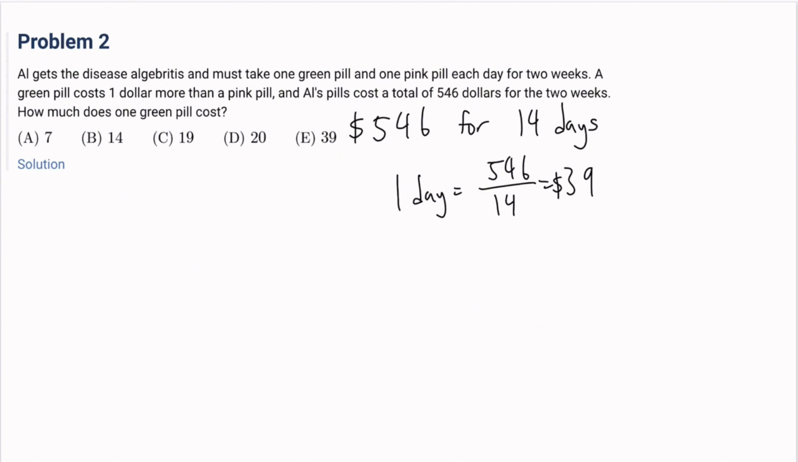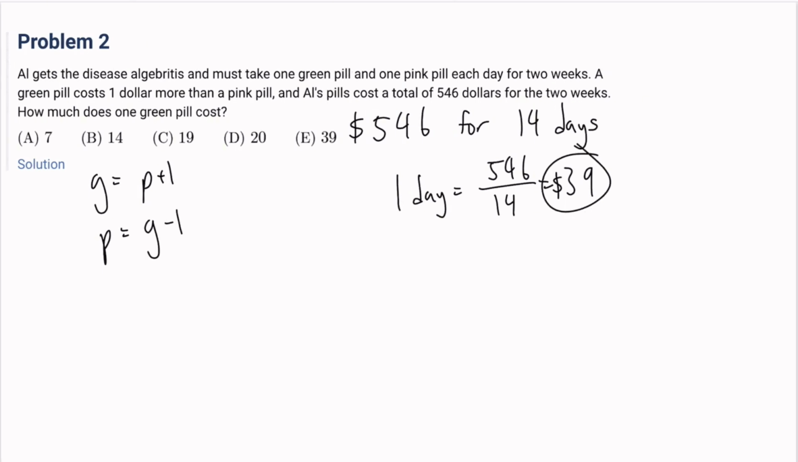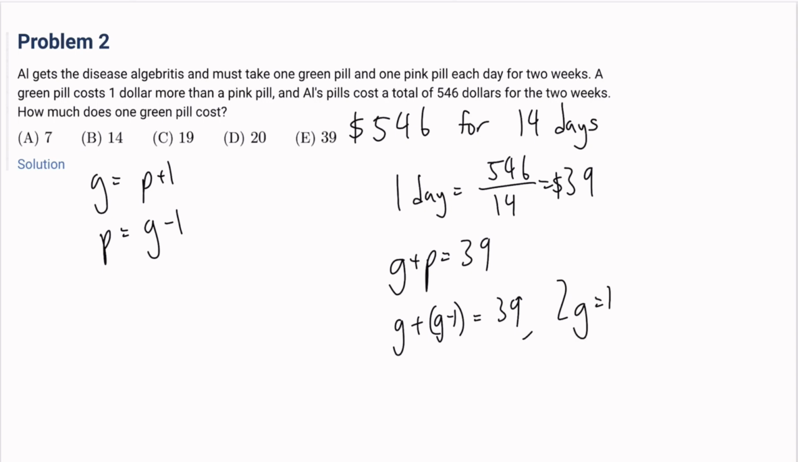So this is $39. And he takes 1 green and 1 pink, and 1 green pill costs $1 more than a pink pill. So green equals pink plus 1. Since we are solving for green, let's put this in terms of green: pink equals green minus 1. So 39 equals green plus pink. But since pink equals green minus 1, if we substitute that in, green plus green minus 1 equals 39. So 2 green would equal 40, so 1 green would equal $20. So the answer is $20.